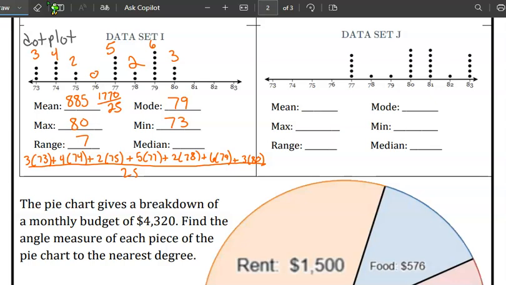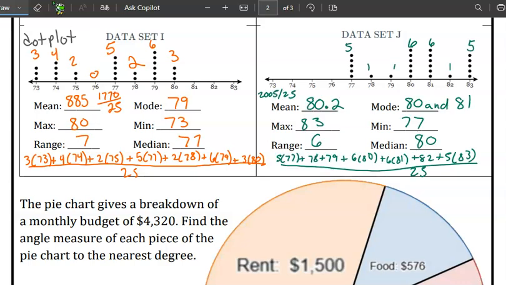And the median, the middle number. Again, we're going to find the 13th term here. It would be 77. Pause the video and find these values for dataset J. Are these the values you calculated for dataset J?